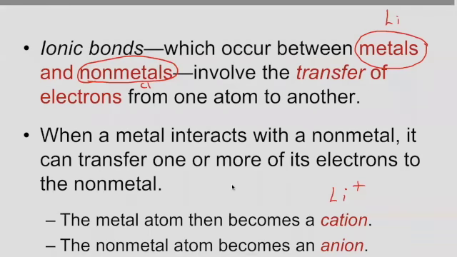So just to go over a little bit again, an ionic bond is going to exist between a metal and a non-metal. The metal will transfer electrons to the non-metal. The metal will become a cation carrying a positive charge. The non-metal will become an anion carrying a negative charge.